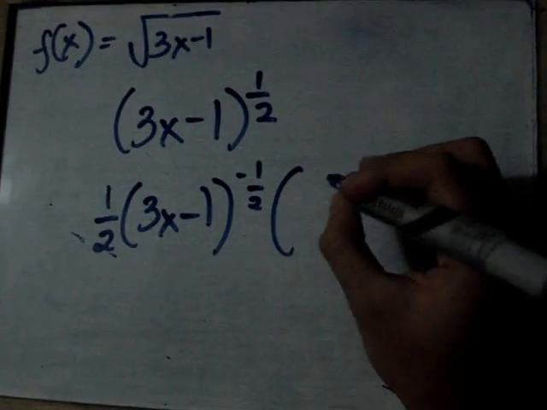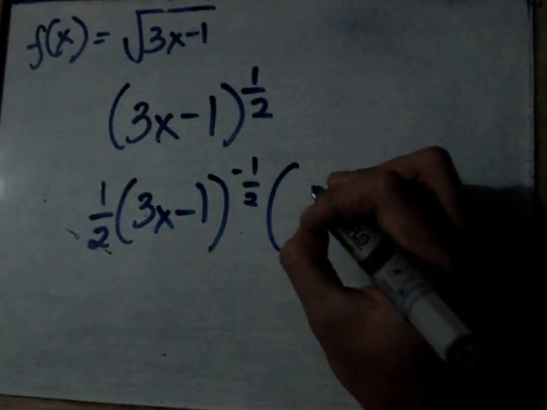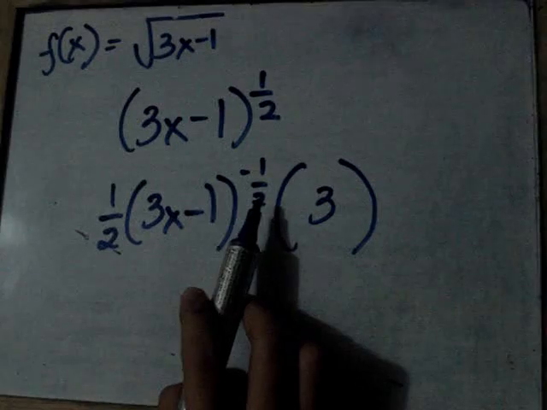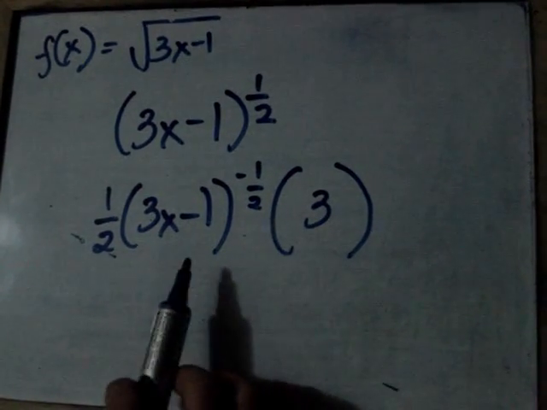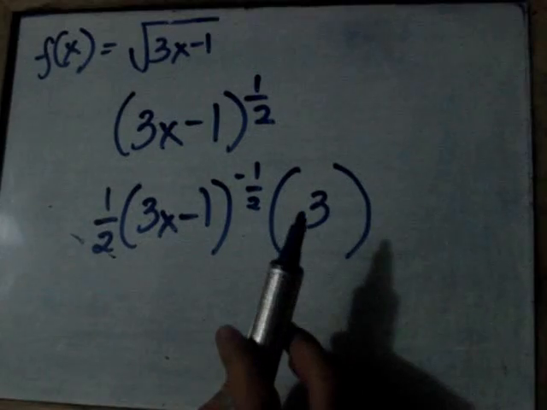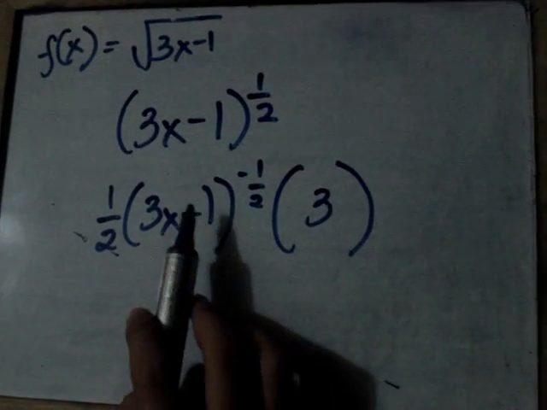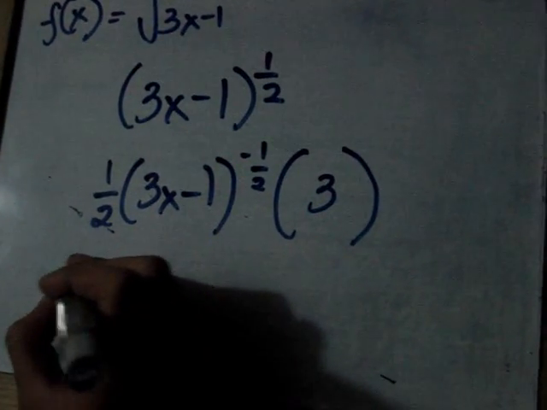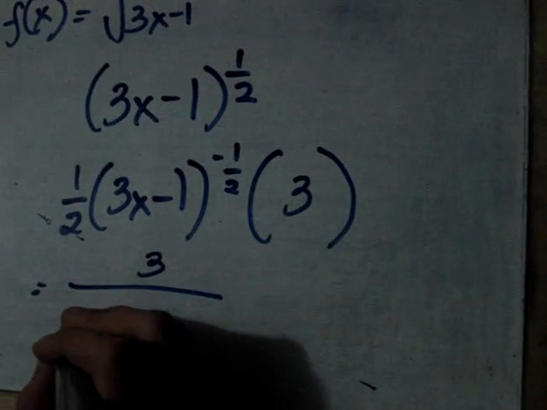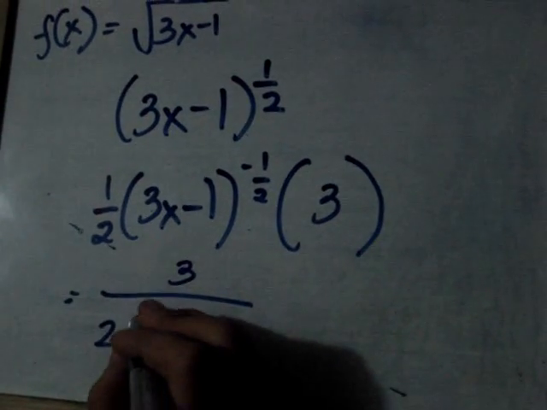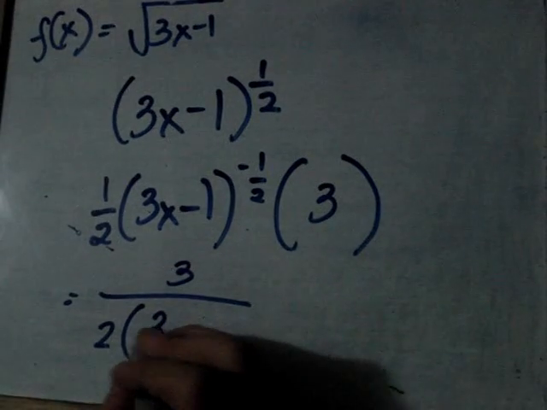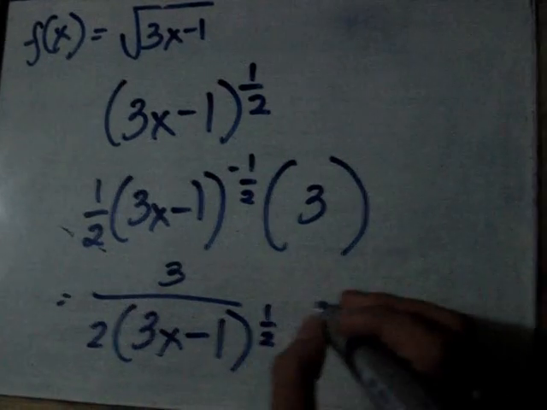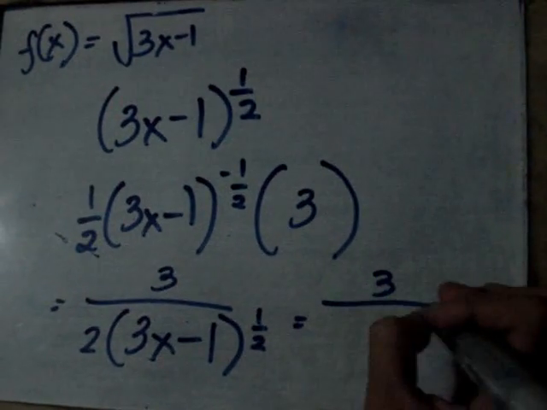then the derivative of the function, so only 3. Then since the exponent of this term is negative 1 half, we're going to put this function to the denominator. So it will become 3 over 2 times the square root of 3x minus 1.